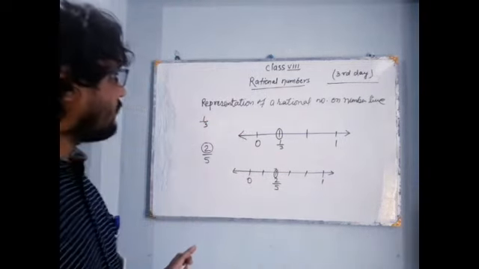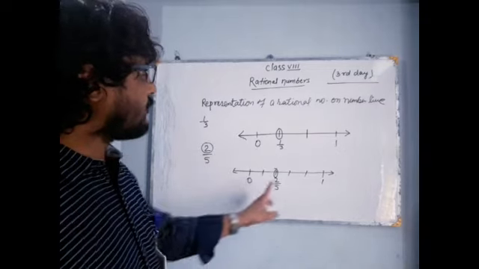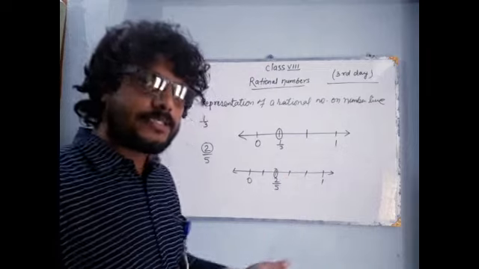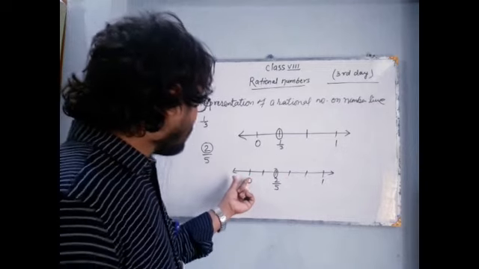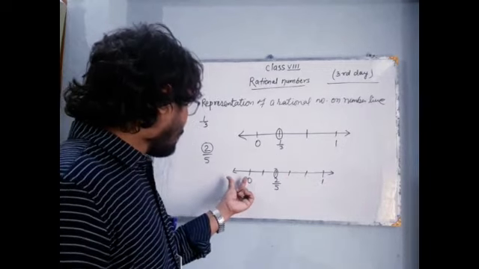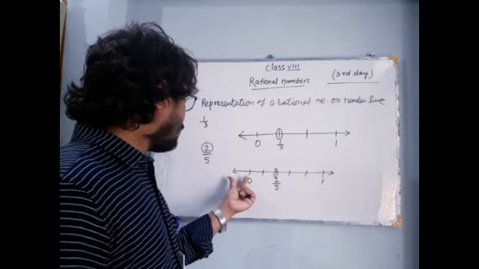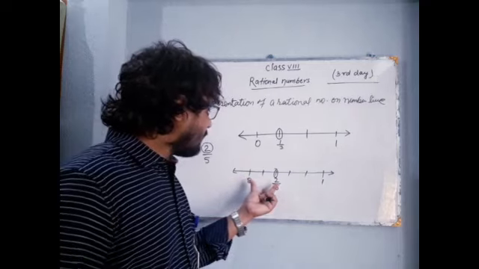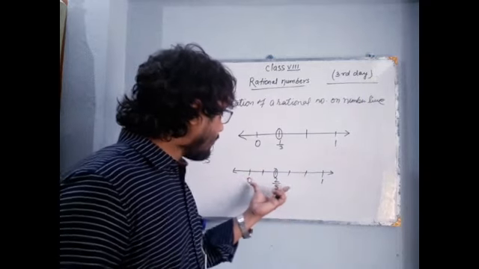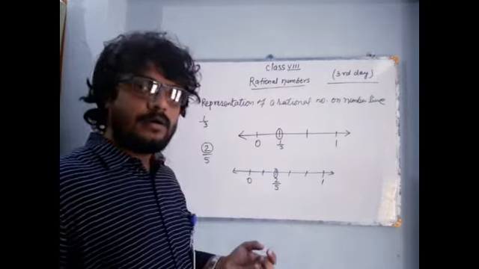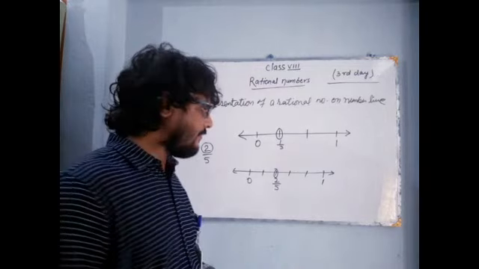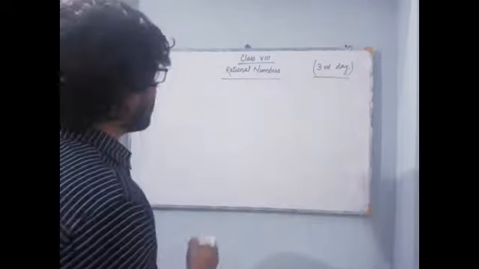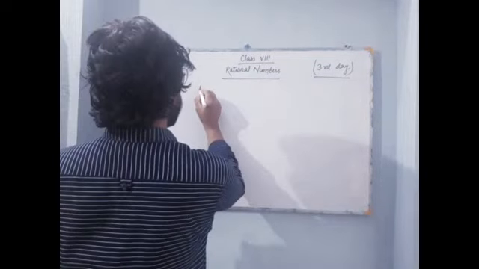It was all about representation of rational numbers on a number line. If you have to represent negative numbers, then you must take the rational numbers to the left of this 0. Since these are all positive numbers, we took them to the right side of 0. Got it? Students, our next topic is rational numbers.